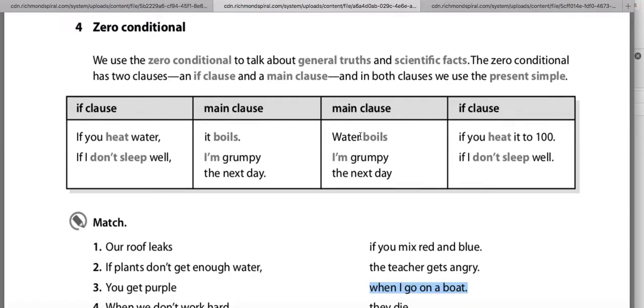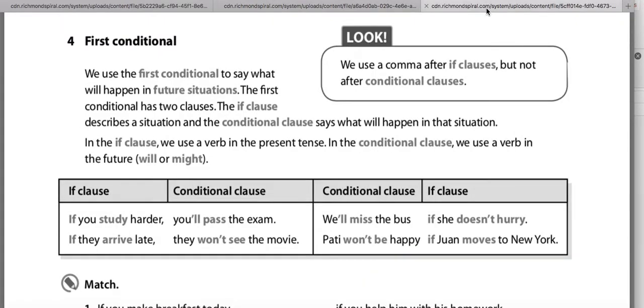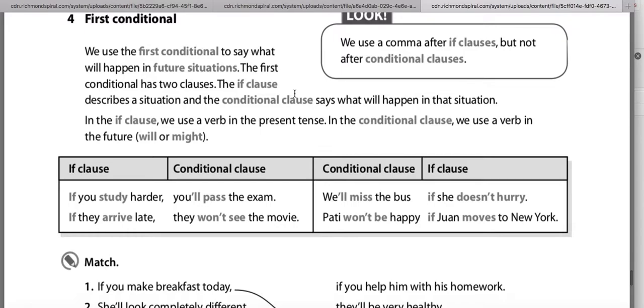Okay. Now let's check and remember the use for the first conditional. We use the first conditional to say what will happen in the future. The difference: do you remember when we use the zero conditional?